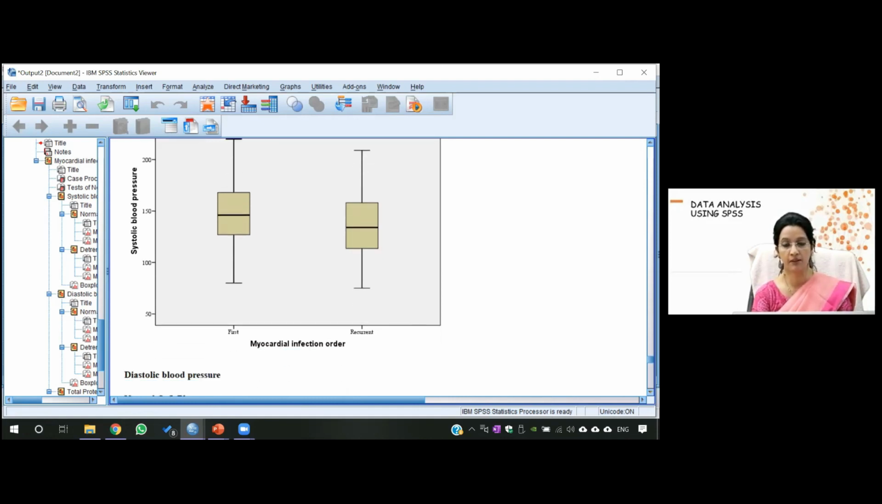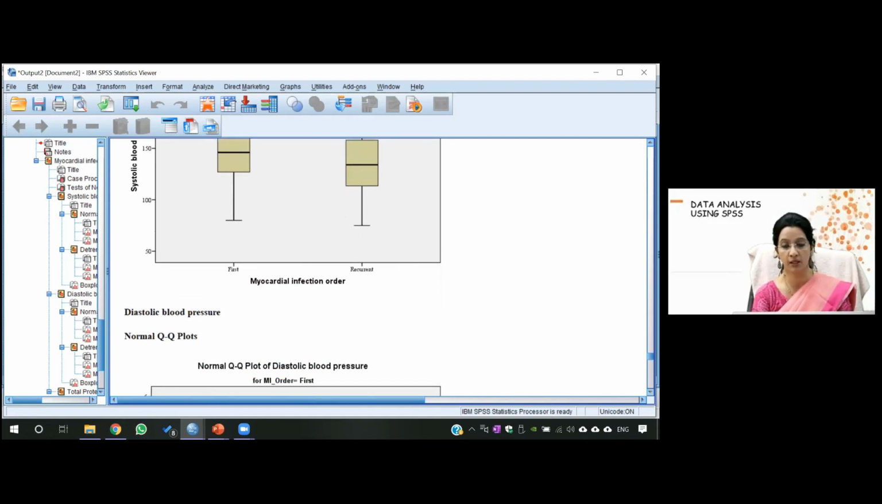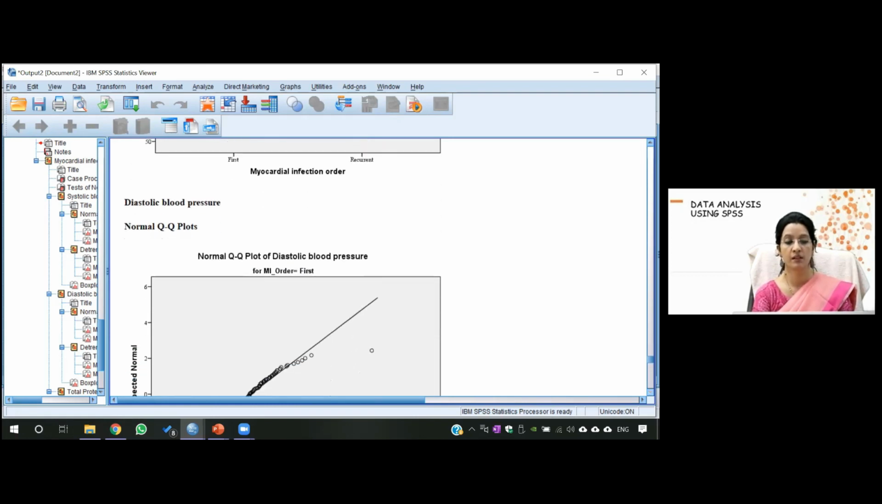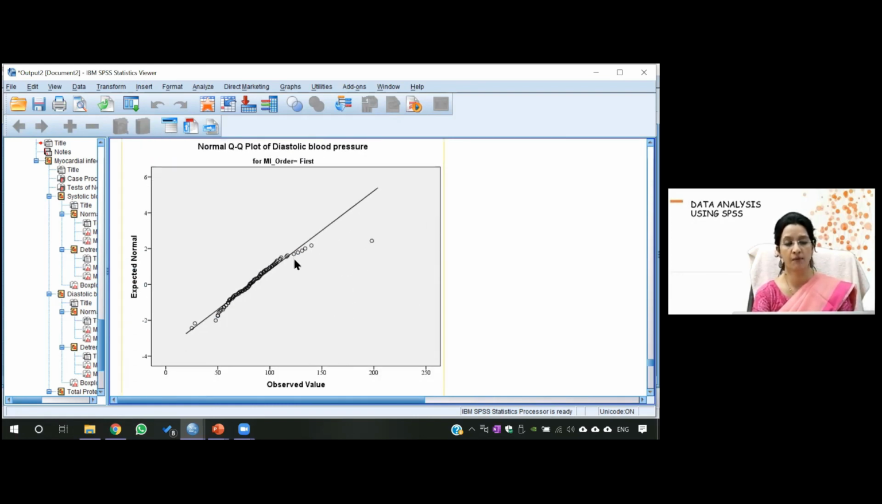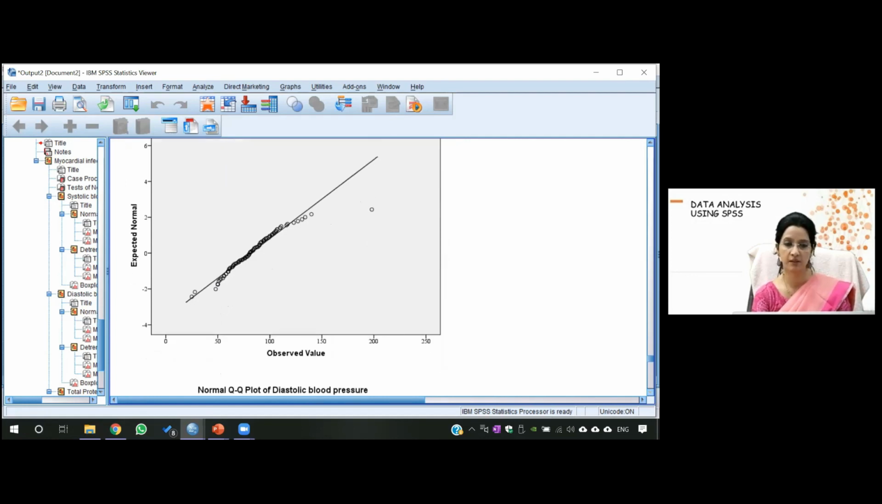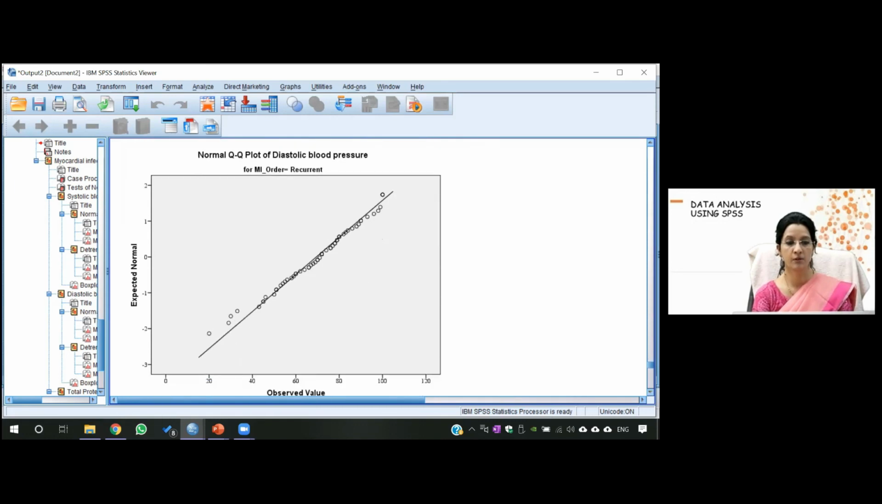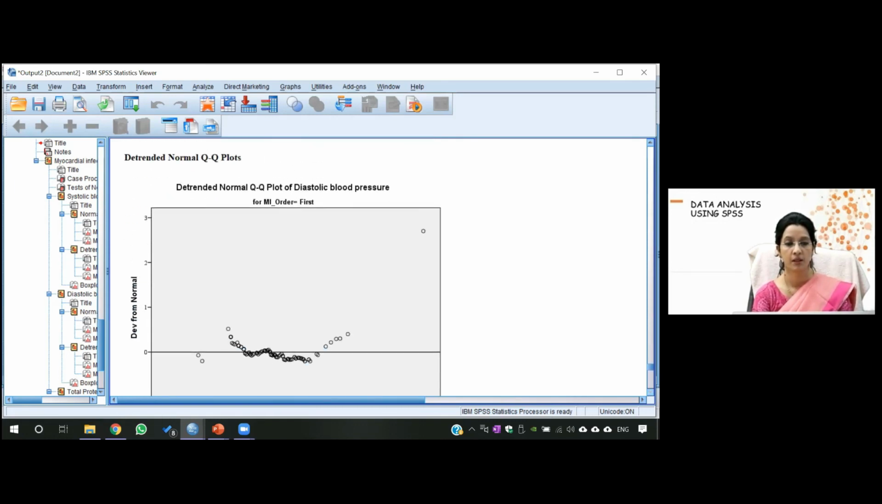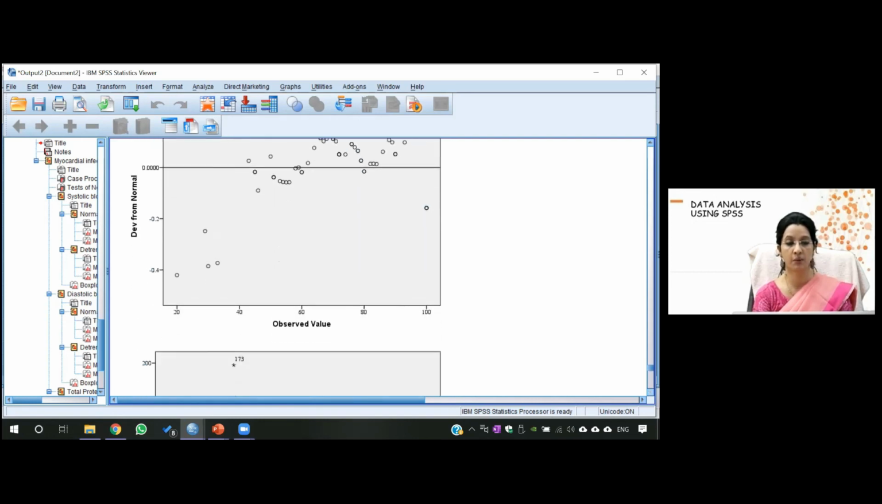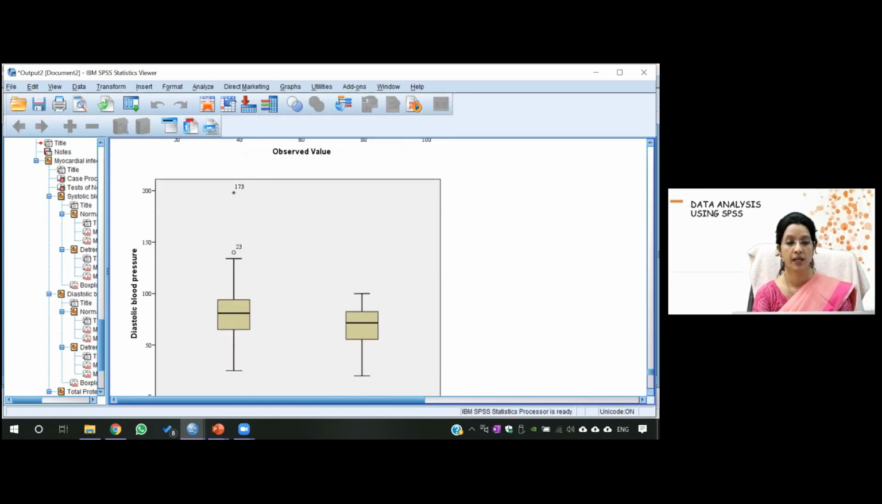Now coming to the second variable. The second variable was diastolic blood pressure. You can see it is also somewhat normally distributed except one or two points. That is acceptable. This is also in a straight line, which means it is normally distributed. We don't have to see the detrended one. And this is the box plot.